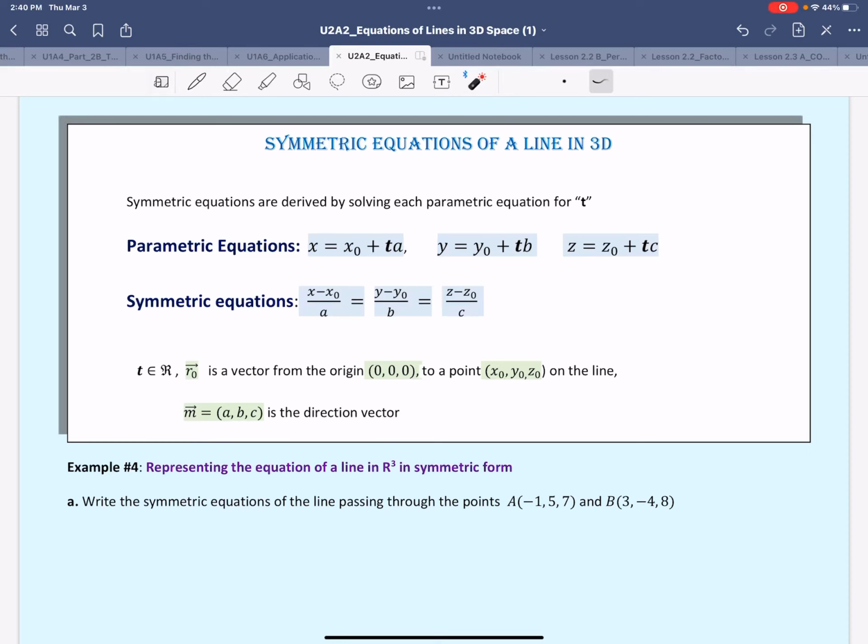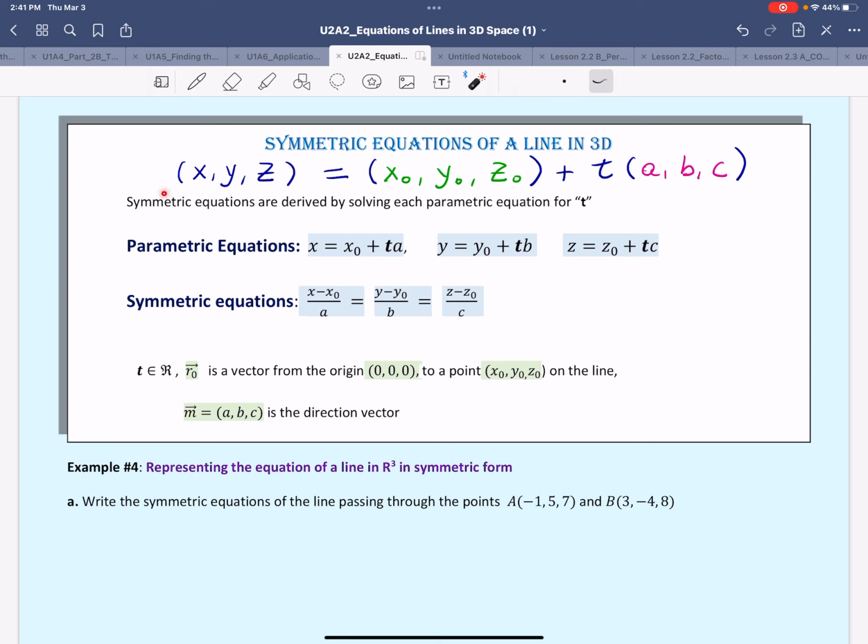Hello and welcome. We're going to take a look at symmetric equations of a line in 3D. Recall that so far we have looked at the vector equation of a line in 3D, which is (x, y, z), the coordinates of any point on the line, equals (x0, y0, z0), the coordinates of a starting point on the line, plus some multiplier t that multiplies (a, b, c), where a, b, and c are the x, y, and z coordinates of the direction vector.